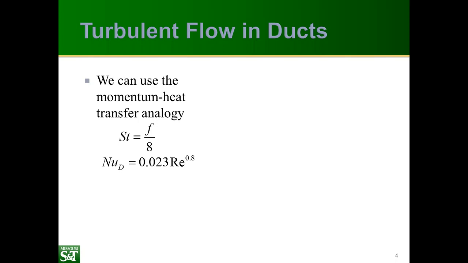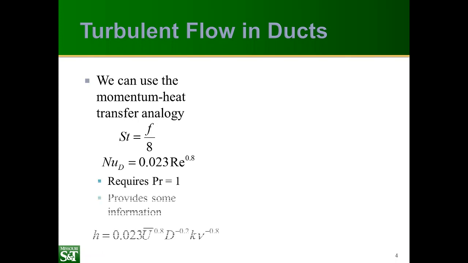So again, this requires that Prandtl number is equal to 1, so it's limited in terms of use, but it does provide some information, because the heat transfer coefficient is related to velocity to the 0.8, diameter to the negative 0.2, it's linearly related to thermal conductivity, and it's related to the momentum diffusivity to the negative 0.8.